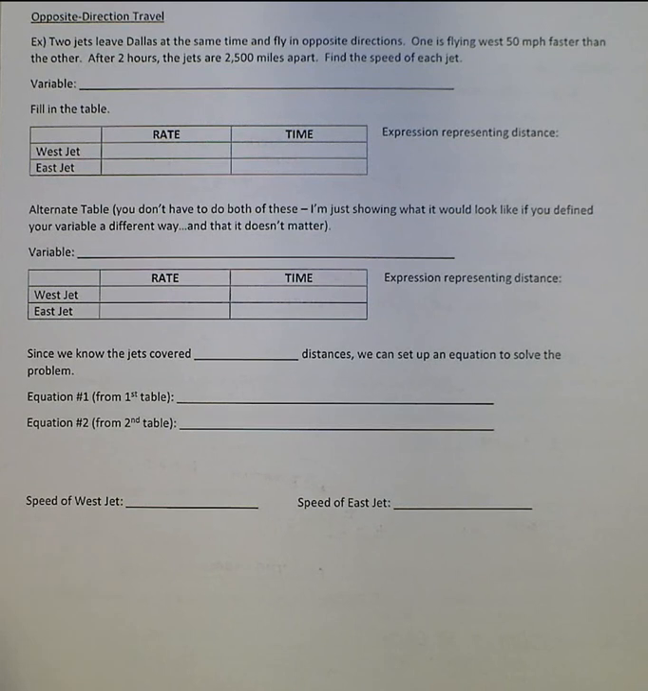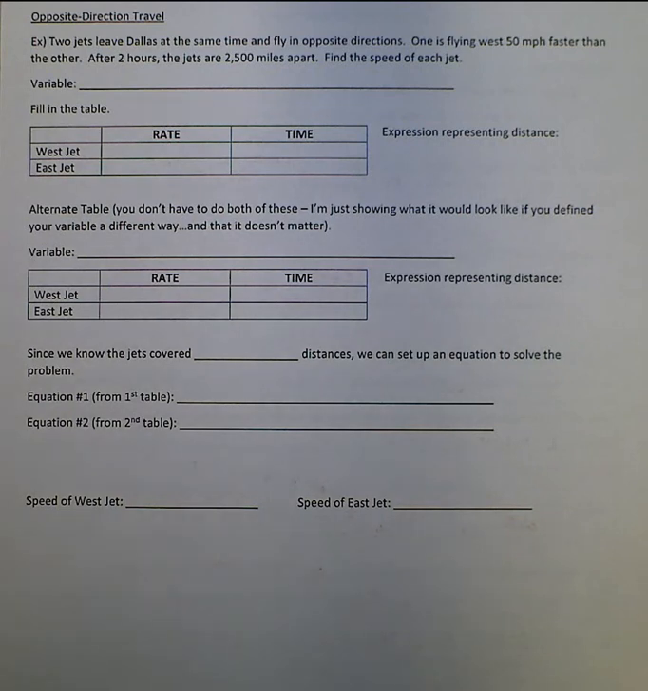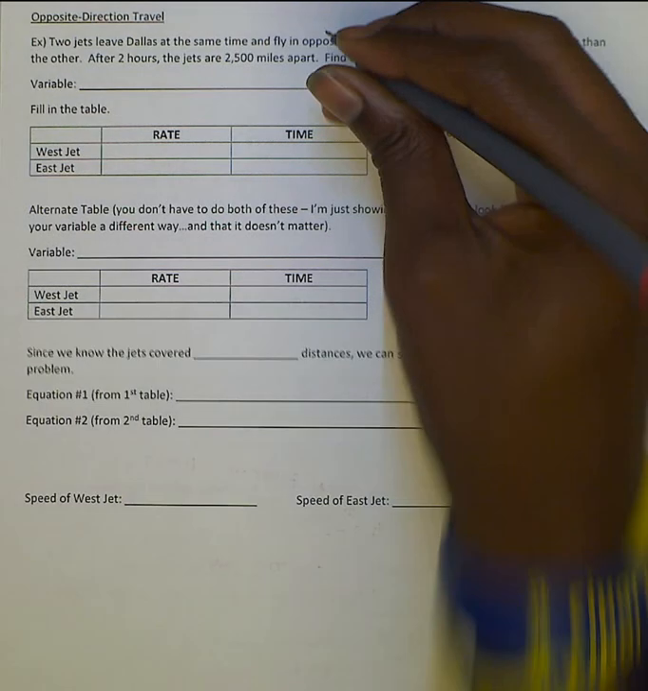So in this case, let's read our problem. It says, 2 jets leave Dallas at the same time. So they leave at the same time. One is flying west at 50 miles per hour faster than the other. After 2 hours, the jets are 2,500 miles apart. Find the speed of each jet. So the thing that we don't know here is speed or rate.